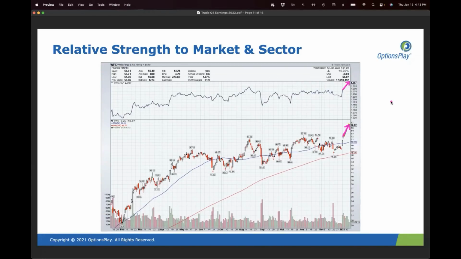It's outperforming its sector. Those are the stocks that have a better likelihood of beating on earnings, and vice versa. If I was bearish on Wells Fargo, what I would like to see is that if it's breaking down, it's also underperforming its sector, because that tells me that this is a stock that is not keeping up with the other banks along with its peers.